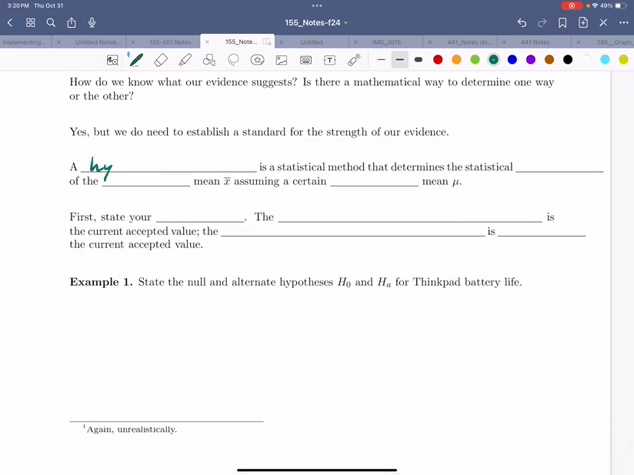So what we're going to use is a hypothesis test, which is a statistical method that determines the statistical significance of the sample mean, assuming a certain population mean. So here's what we do. First, we state our hypotheses. So, the null hypothesis.